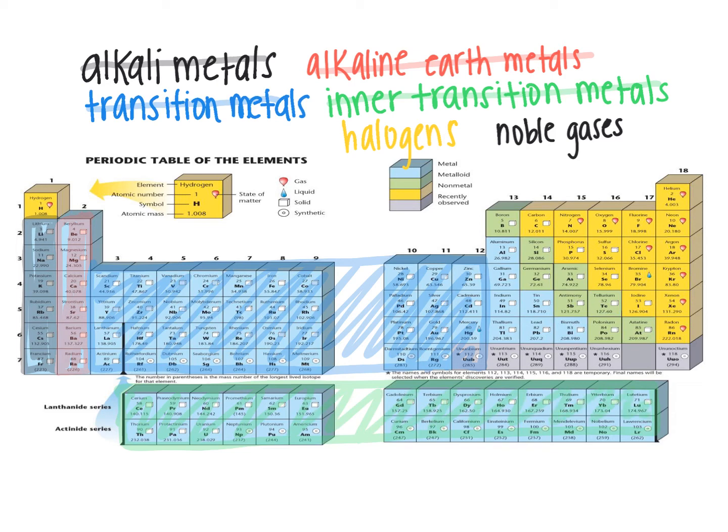Then we've got our halogens. Those are kind of hard to see with my highlighting, but they are right here. And then we're going back to our noble gases, and that is our last row, including hydrogen. So these are just some ways that we can classify some of the elements by breaking up the periodic table.